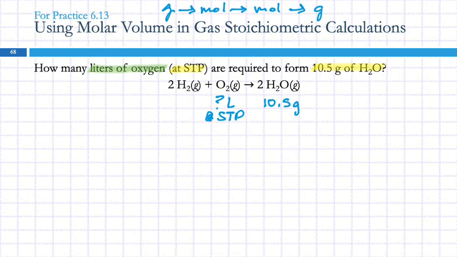So I'm starting with water, and I do have a mass of water. So I'm going to start with grams to moles. But then at the end, I'm not going for grams. I am going to be looking for liters. It keeps trying to circle things when I try to make that symbol at STP.